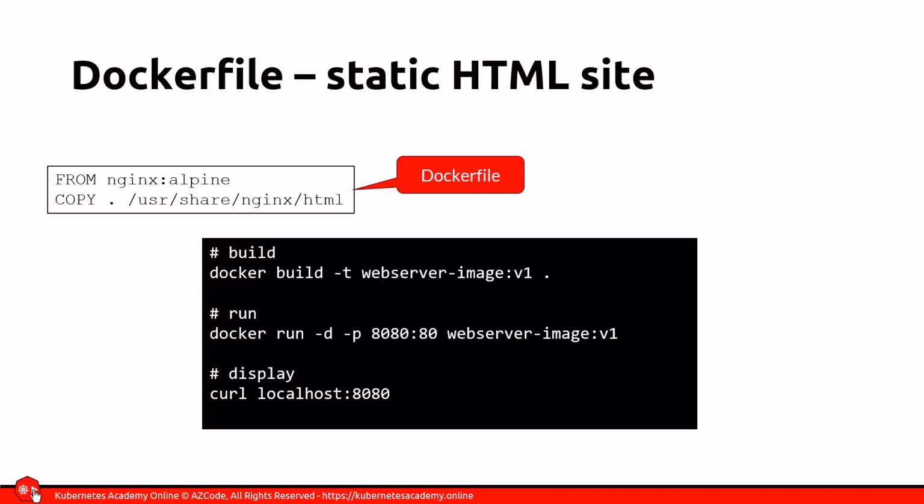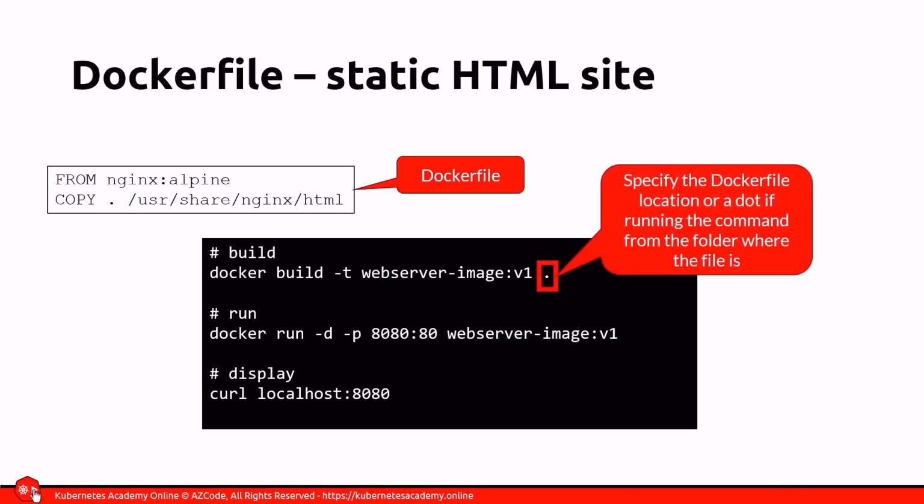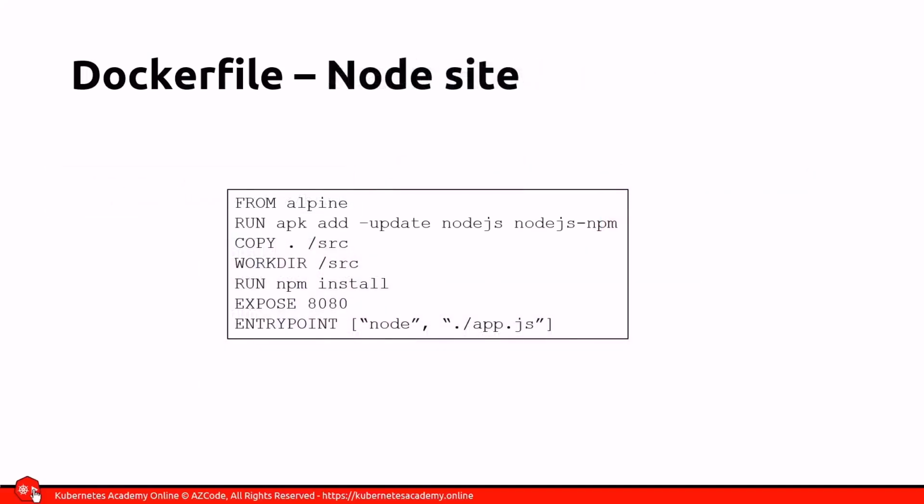Using the build command, we create a new image specifying the Dockerfile. Remember to use the dot when the file is located in the same folder. Here's another one, this time a little bit more complex. It is used to create an image running a Node.js app. Let's take a look at it.